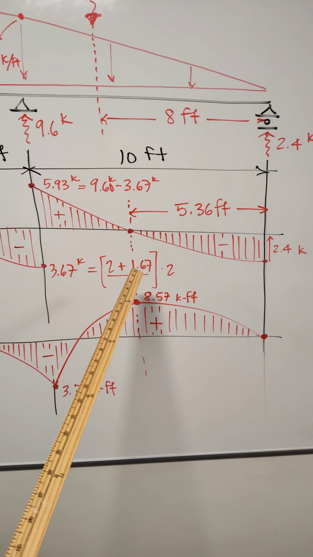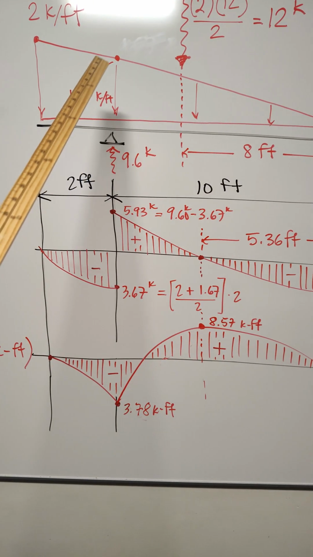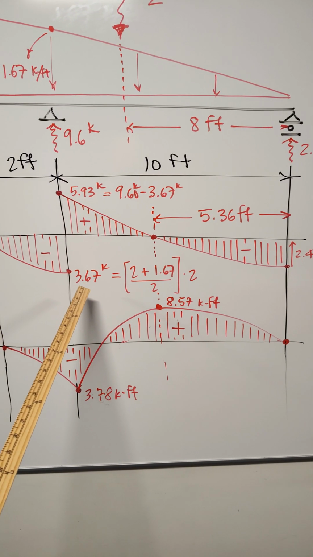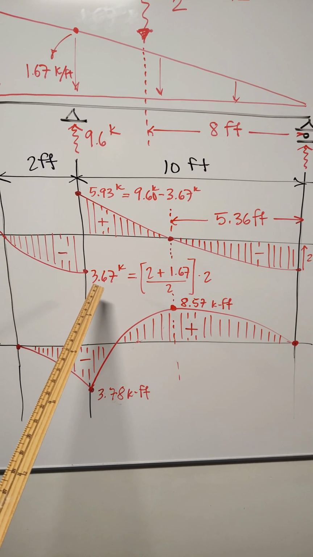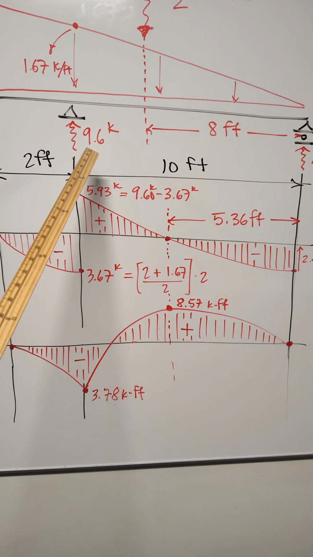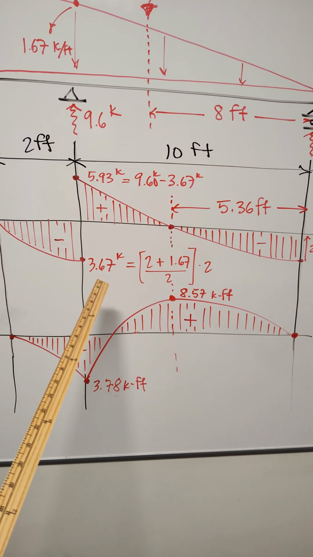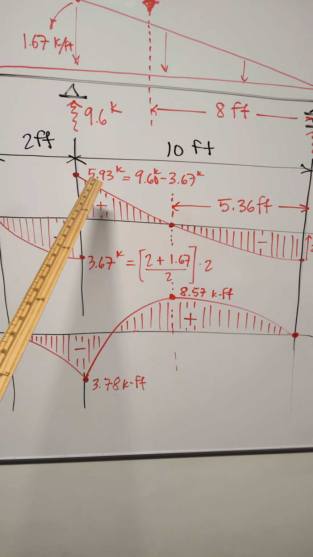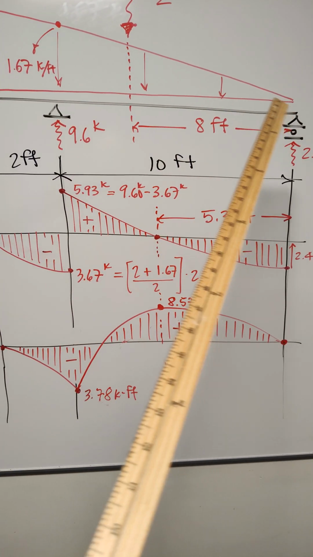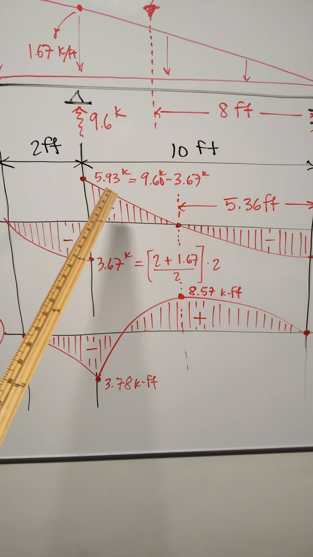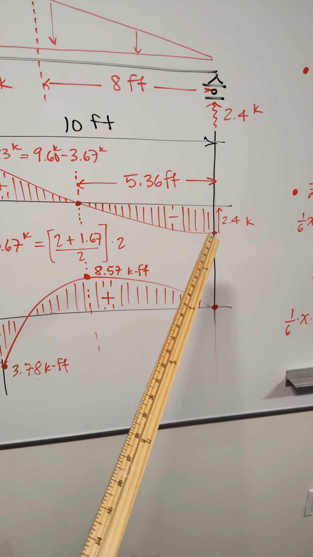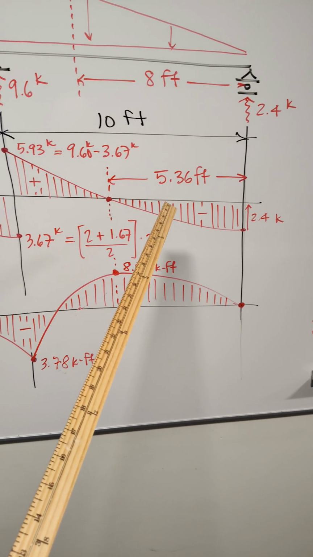That's going to be 2 plus 1.67 divided by 2, the average of the heights, times the width, which is 2, and that comes out to 3.67. Then the shear goes up immediately by 9.6. So 9.6 minus 3.67 gives you 5.93. And then, again, the slope keeps going down. The slope of the shear continues to decrease and eventually gets to here, where it goes up by 2.4.